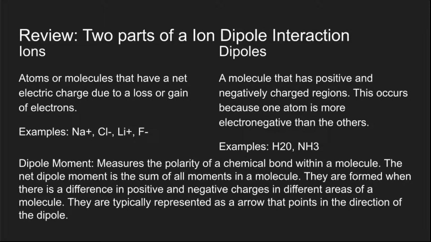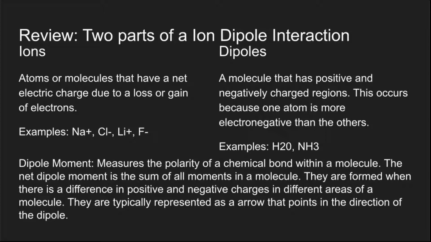The two parts of ion-dipole interactions are ions and dipoles. Ions are atoms or molecules that have a net electric charge due to a loss or gain of electrons. Examples of ions include positive sodium ions, negative chloride ions, positive lithium ions, and negative fluoride ions. A molecule that has positive and negatively charged regions is a dipole. This occurs because one atom is more electronegative than others.